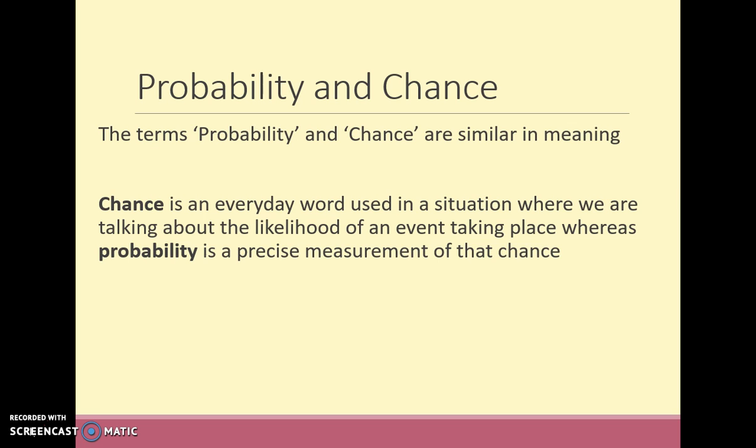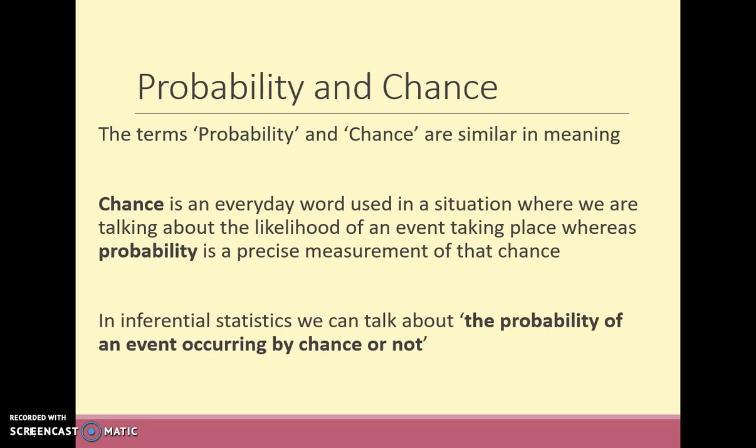So, chance is an everyday word used in a situation where we are talking about the likelihood of an event taking place, whereas probability is a precise measurement of that chance. So for example, in inferential statistics, we can talk about the probability of an event occurring by chance or not.